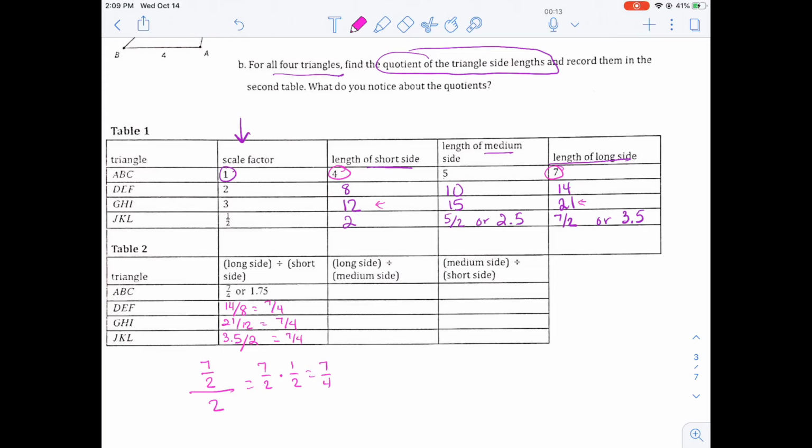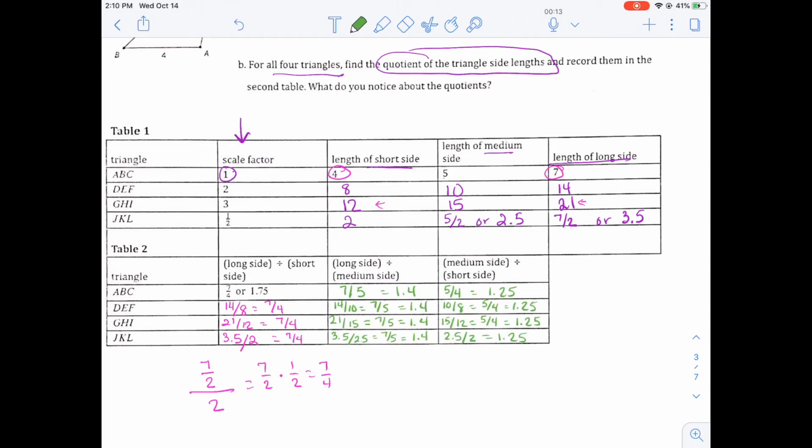So what do you notice about the quotients comparing the long side to the short side in all the triangles? Well, their quotients are all 7/4. So I want you to go ahead and figure out what you would get for the long side and the medium side. So we'll pause for a moment and let you continue.